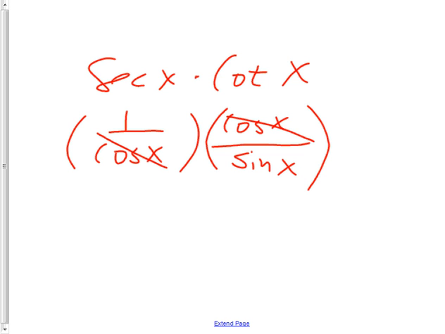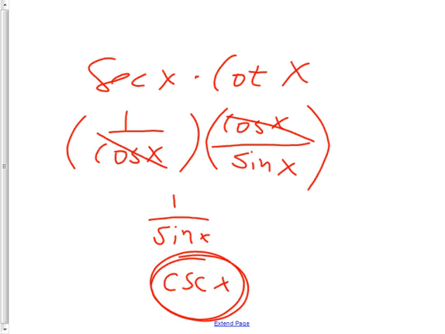And I had some kids try to leave the answer as 1 over sine. Don't do that. You say 1 over sine is equal to cosecant. It is. The worksheet's all x. It is just a different variable. Doesn't matter. Okay, let's do another one.